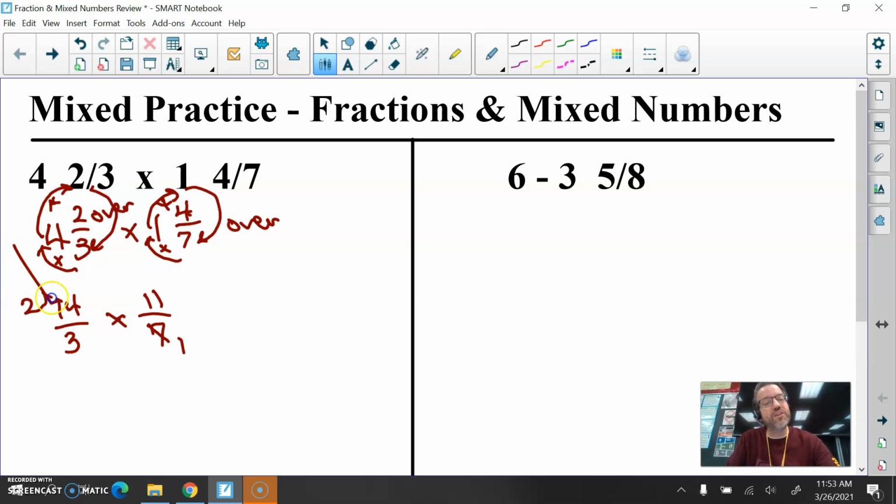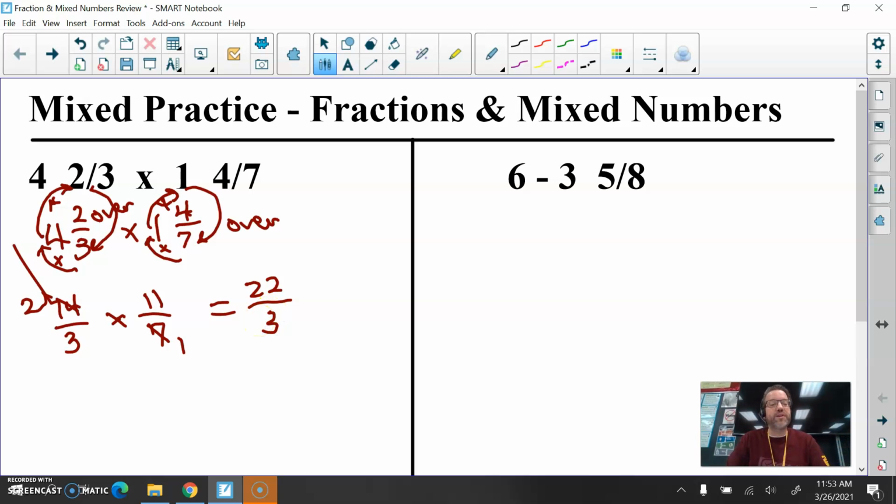It goes into 14 twice. Okay, and I don't see anything else here that I can simplify. The 3 and the 2, nothing I can do. 3 and 11, nothing I can do there either. So now I can multiply across the numerators. 2 times 11 is 22 over 3 times 1, which is 3.